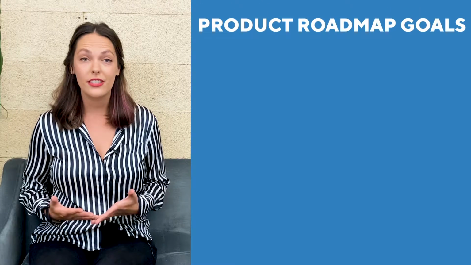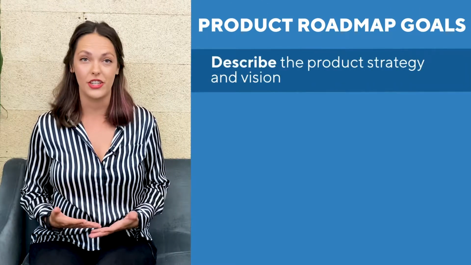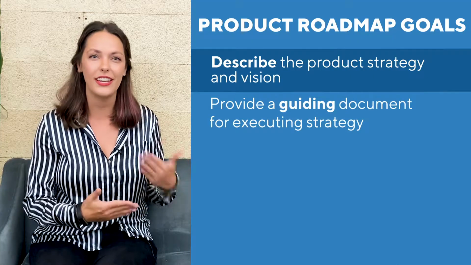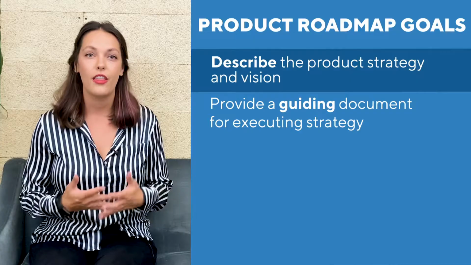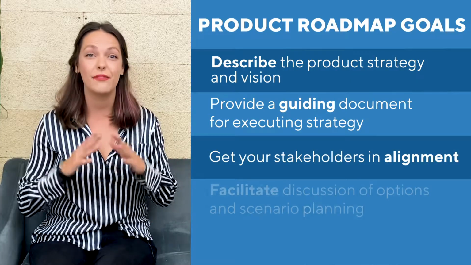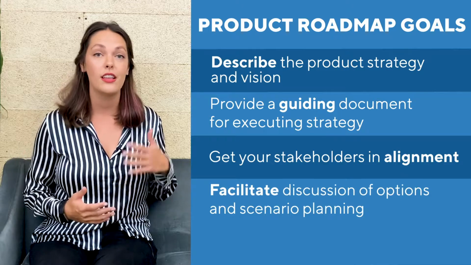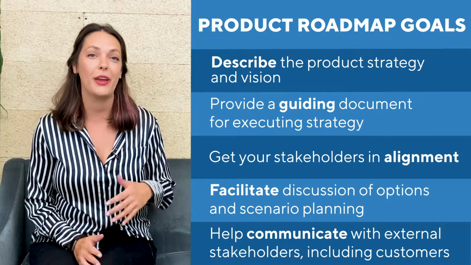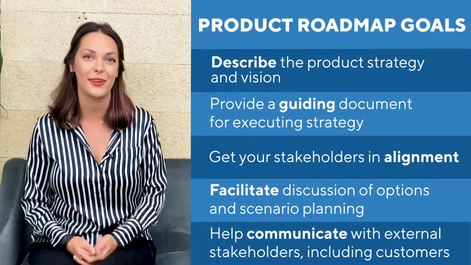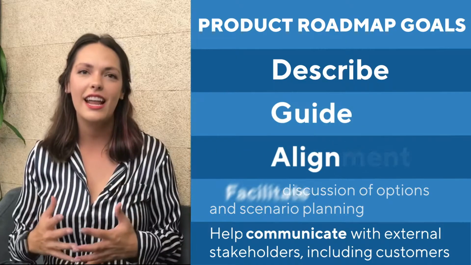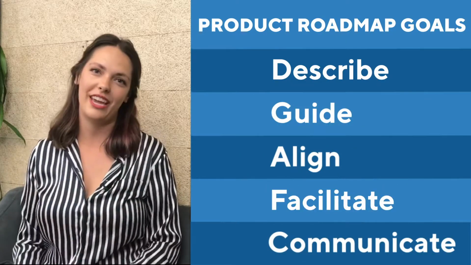Your product roadmap has a handful of goals. First, it's to describe the product strategy and vision. Second, it's to be a guiding document on how you'll execute on that strategy and vision. Third is to get alignment from your stakeholders. Fourth is to facilitate a conversation around scenario planning. And fifth is to communicate with your external stakeholders and your customers. So the goal of the roadmap is to describe, guide, align, facilitate, and communicate.